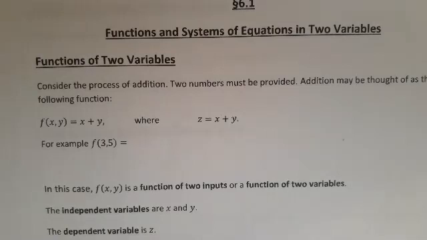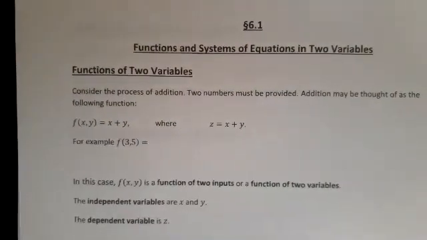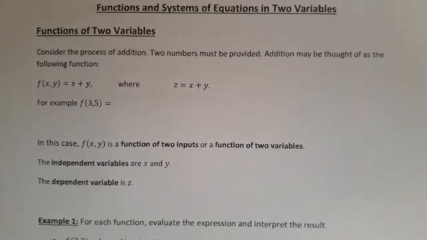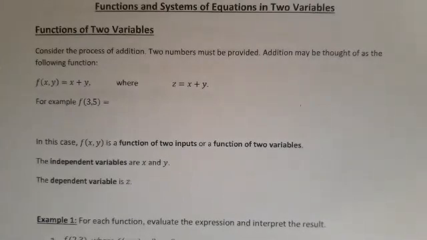Okay. So I told you this is it. So 6.1, functions and systems of equations in two variables. And so this says functions of two variables. What does it say? Consider the process of addition. So we can think about adding two numbers. If we have the process of addition, you have to give me one number and you have to give me the other.